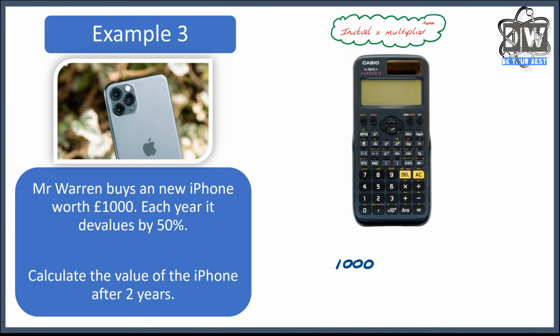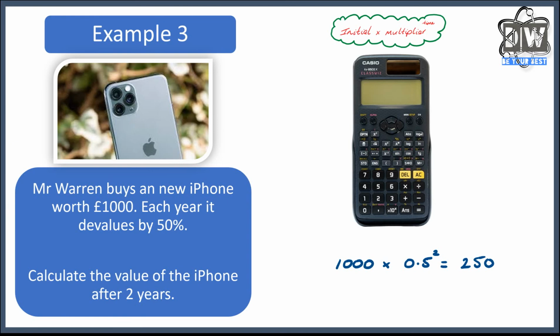I've got 1,000 timesing by my multiplier, which is 0.05. 0.5, sorry, not 0.5, not 0.05. That would be horrific. But you can see it there. Time being to the power of 2, and that equals £250. Now, some years might have gone, but it's lost 50% each year.